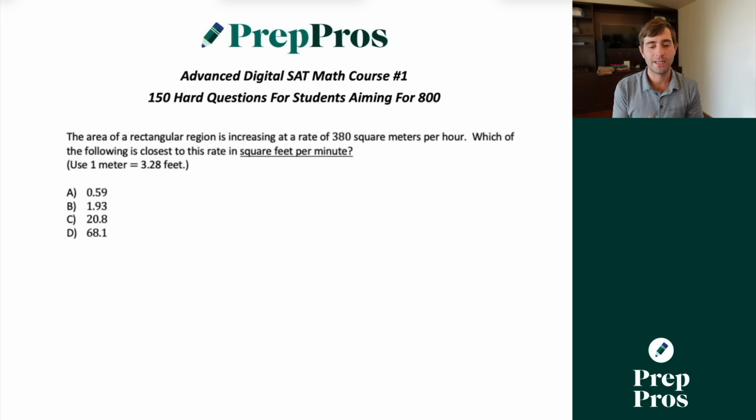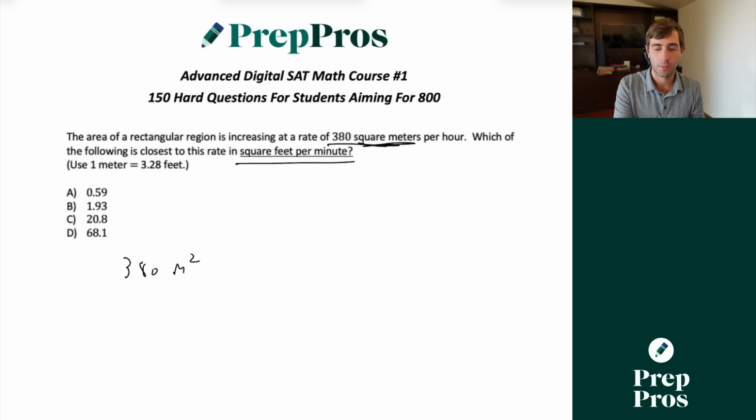So here we see the area of a rectangular region is increasing at a rate of 380 square meters per hour. Which of the following is closest to the rate in square feet per minute? So we always want to start by just kind of writing this out. We're going to have 380. Now, if you see square units, I would write this as meters squared. Per is a math code word for divide, so this is going to be over 1 hour.